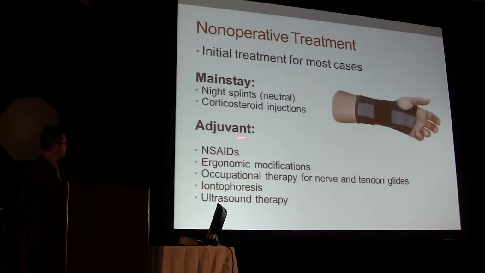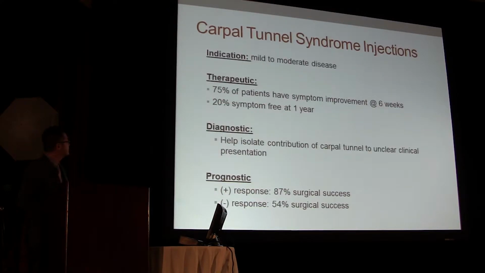Adjuvant therapies include NSAIDs and ergonomic modifications of work. So if you're typing the whole time, it may exacerbate your symptoms. You could send them to occupational therapy for nerve and tendon glides. There are also some other extra modalities, but the mainstay for non-operative treatment is night splints or corticosteroid injections.